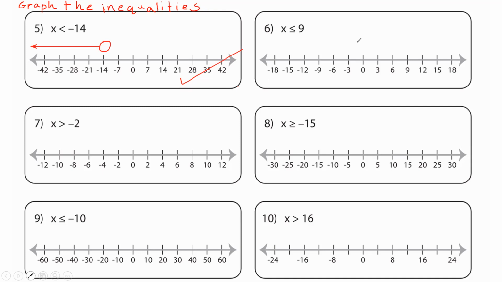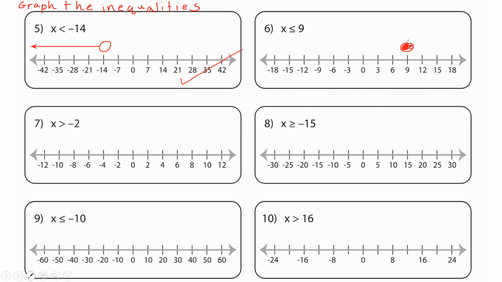Again, we have number 6 here. We have x is less than or equal to 9. So are we gonna shade in the 9 or not shade in the 9? Shade in the 9, very good. Why, Casey? Why are we gonna shade in the 9?